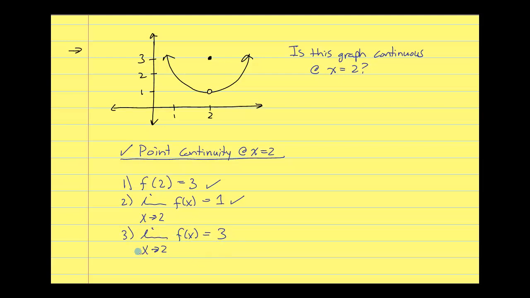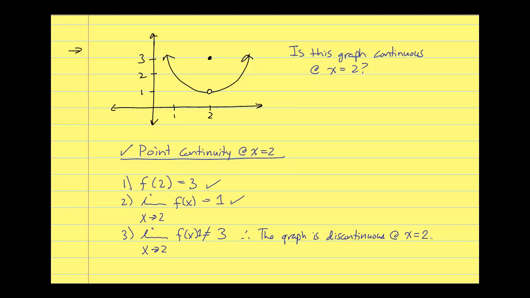Well, remember what we got for our limiting value. We got 1. So these are not equal because 1 does not equal 3. So the limiting value and the functional value are not the same. Therefore, the graph is discontinuous at x equal 2.